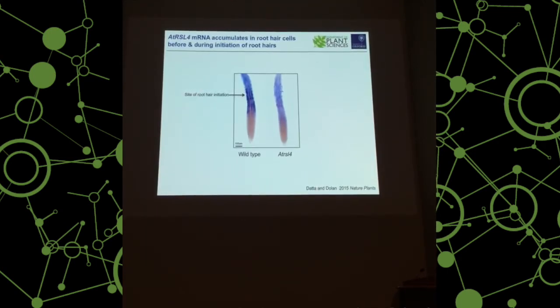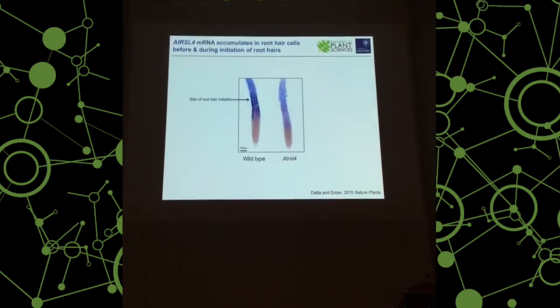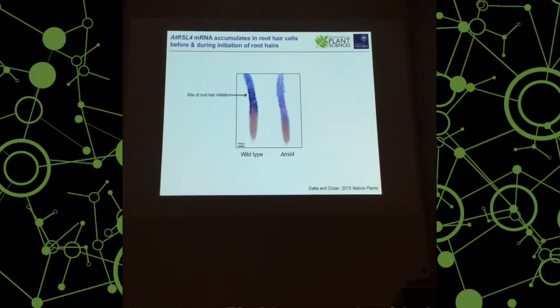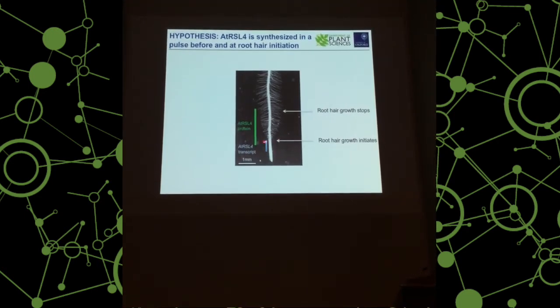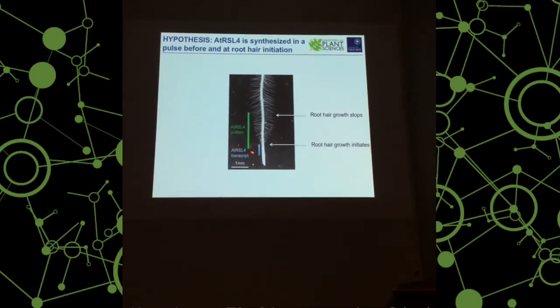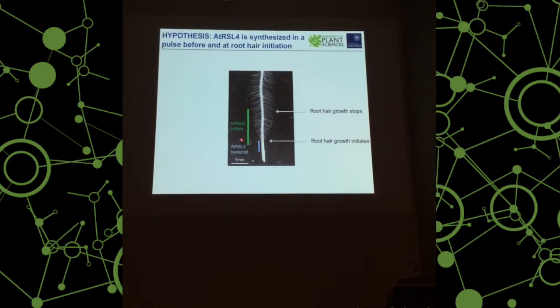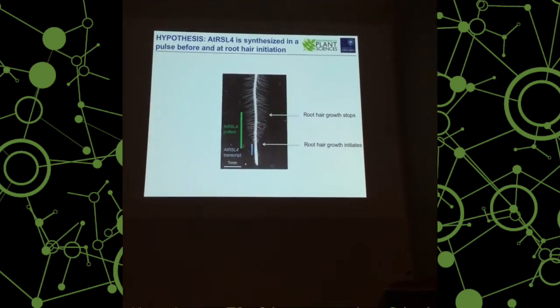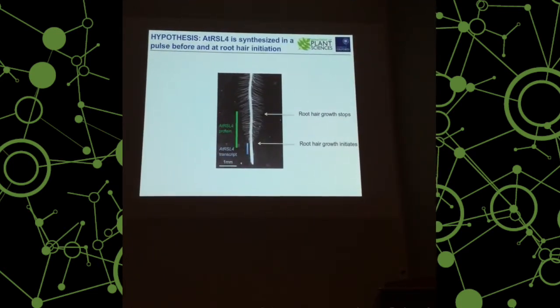But I told you that the protein is present further up. So you've got a band of message, and you've got a defined time in which the protein is present. That suggests to us that the message is present down here, and a pulse of RSL4 protein is produced here. The amount of that protein and the degradation rate of that protein determines the final length of root hairs. So early on, in this region of the root, you're deciding how long your root hair is going to be by making a certain amount of RSL4 protein.